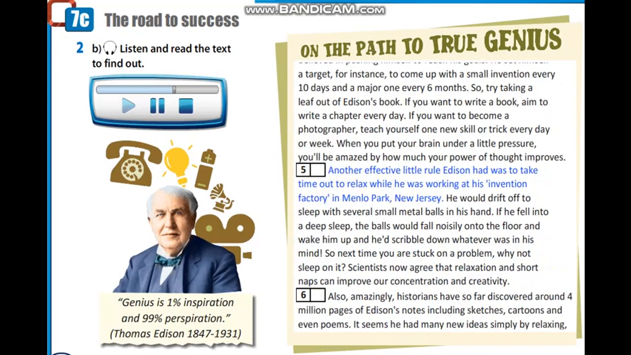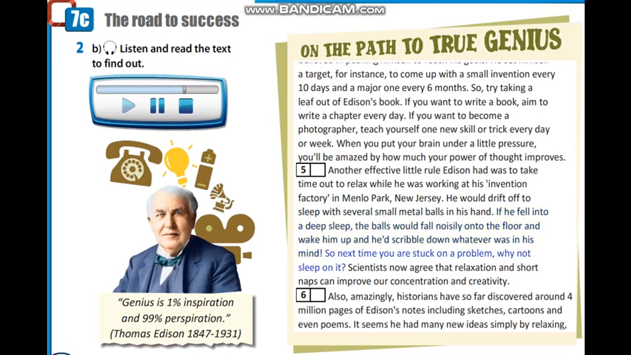Another effective little rule Edison had was to take time out to relax while he was working at his invention factory in Menlo Park, New Jersey. He would drift off to sleep with several small metal balls in his hand. If he fell into a deep sleep, the balls would fall noisily onto the floor and wake him up, and he'd scribble down whatever was in his mind.